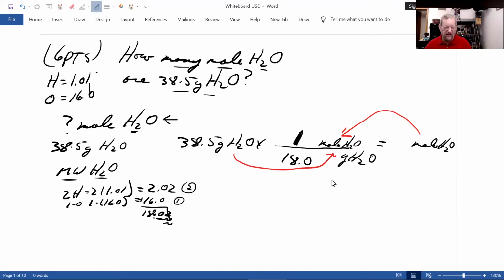Now, before I pick up my calculator, I'm gonna say grams of water divided by grams of water. Remember, anything divided by itself equals one. And therefore, these cancel out. I'm left with the units I want, moles of water. Yay, I think I'm on the right track. Now, this is three significant figures. This is an exact number, one, because it's part of a definition.